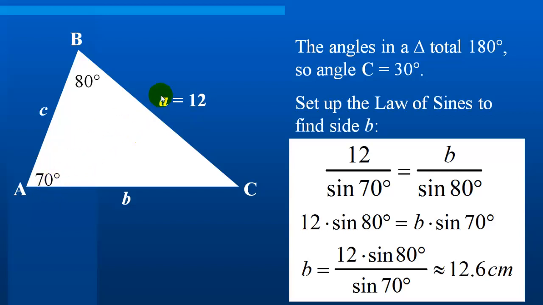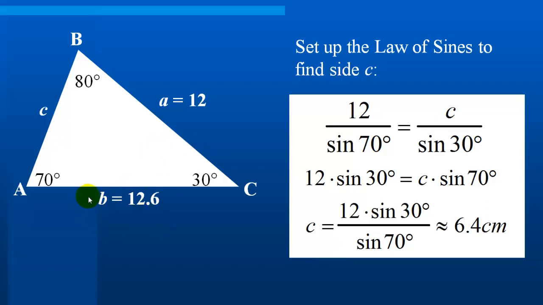Hopefully we have at least one pair of angle and opposite side. Well, we know first of all that the angles in a triangle total 180 degrees, so the third angle has to be 180 minus those 2, which is 30 degrees. So let's set up the law of sines to find the unknown sides. To find side b, we're going to say 12 over sine 70 degrees equals b over the sine of 80 degrees. And if we're going to solve that for b, we're going to multiply both sides by the sine of 80 degrees. And we wind up with 12 sine 80 over sine 70 is our answer. And that works out to be approximately 12.6 centimeters.